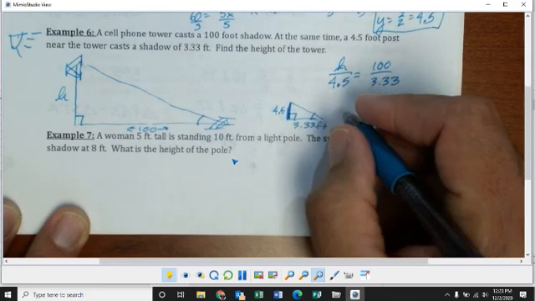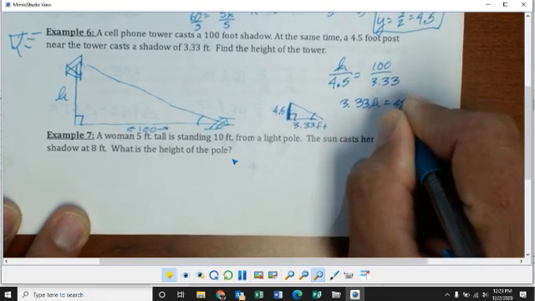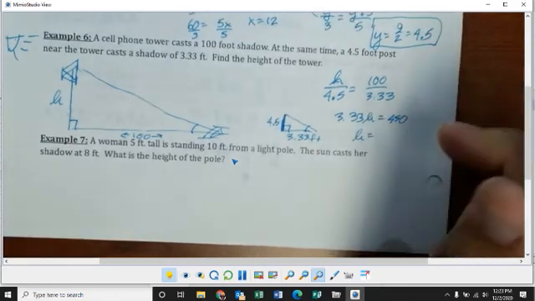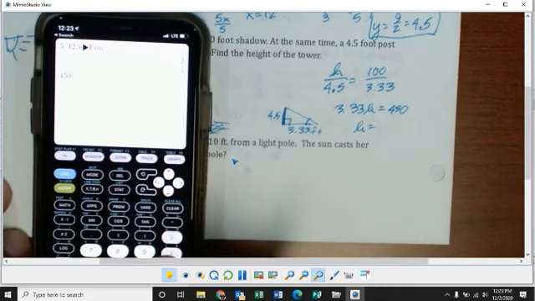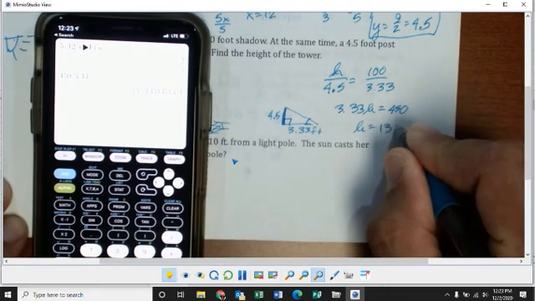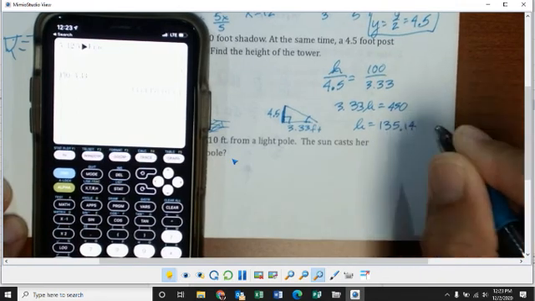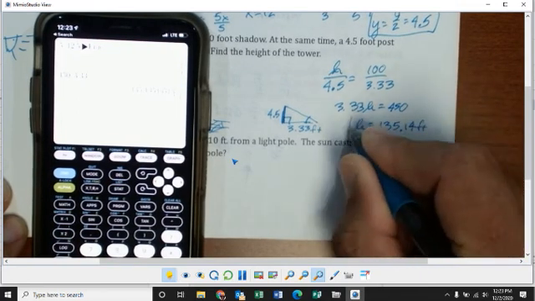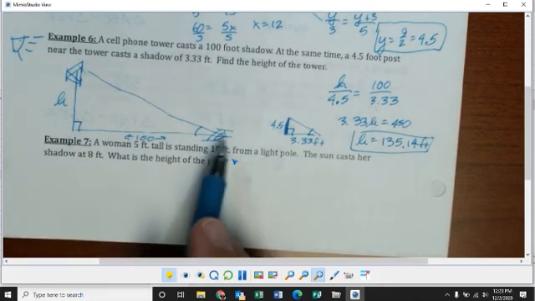I'm going to cross multiply here. This gives me 3.33h equals 450. So h is going to be 450 divided by 3.33, which is 135, 135.14, but we're rounding. So that's the height of our tower. All right, the post is a little bit taller than the shadow. The cell tower is a little bit taller than the shadow.